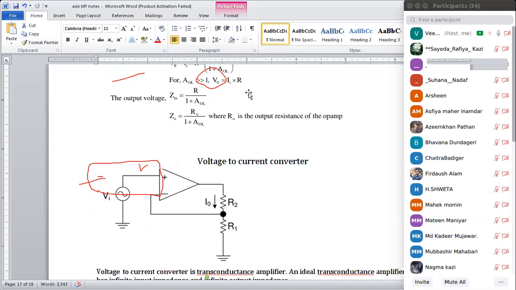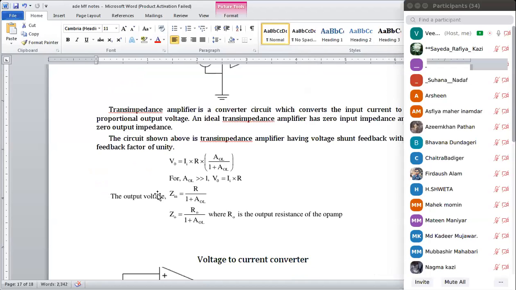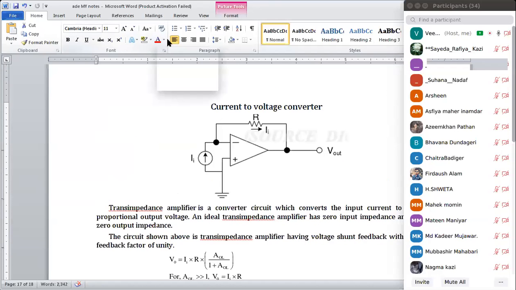Similarly, for the current input and voltage output, what are we actually getting at the output side? This is the equation.